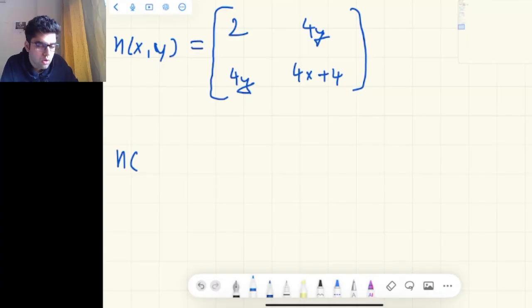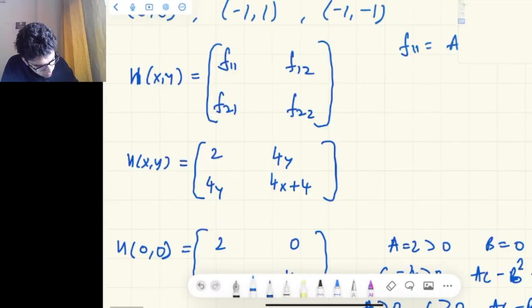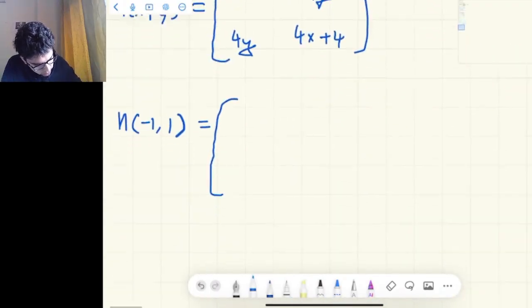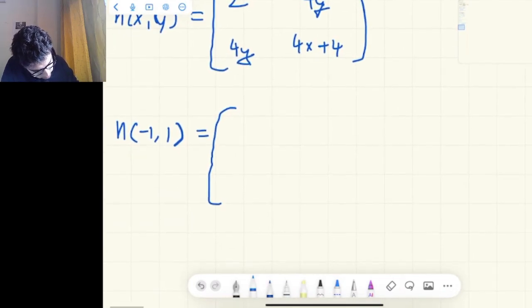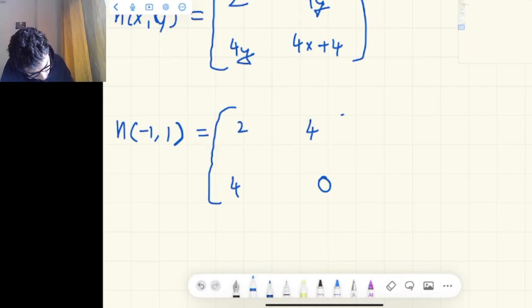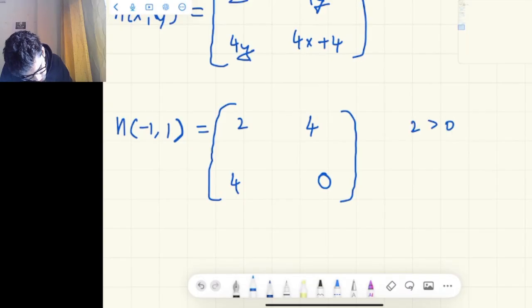Now if I use my other point, which was minus 1 comma 1, and minus 1 comma minus 1. Minus 1 comma 1 will give me 2, and 4 minus 4 plus 4 gives me 0. So this becomes 0, and this is 4, and this is again 4, right? So 2 is positive and 0 is greater than or equal to 0.